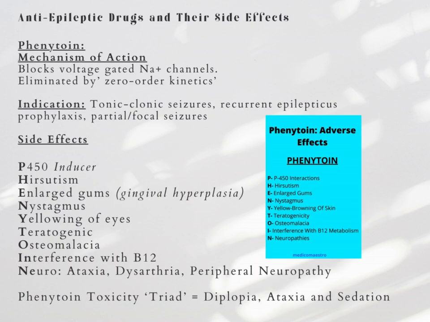Other anti-epileptic drugs include phenytoin, which works by blocking voltage-gated sodium channels also, and it is eliminated by zero-order kinetics. We usually use phenytoin for tonic-clonic seizures, recurrent epileptic prophylaxis, and partial and focal seizures. The side effects of phenytoin are shown below with the mnemonic phenytoin. You can have a look at that. And the triad for phenytoin toxicity is usually signs such as diplopia, ataxia, and sedation.